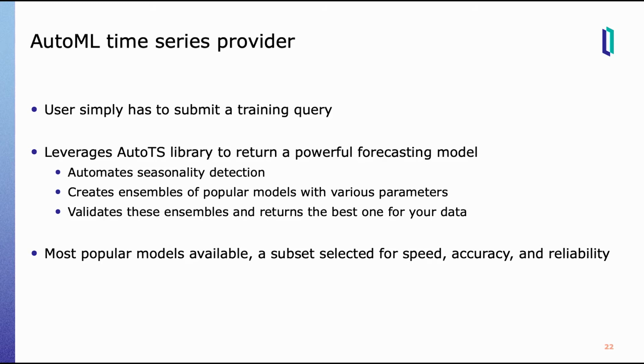We convert the data to a stacked format, we make the necessary transformations, and make some determinations about how to best handle things like missing data and the frequency of your date time information. Then we leverage the AutoTS library, which will return a powerful forecasting model. This library includes automatic seasonality detection, creates ensembles of popular models with various parameters, and validates these ensembles to find the best performing model to be returned to the user.